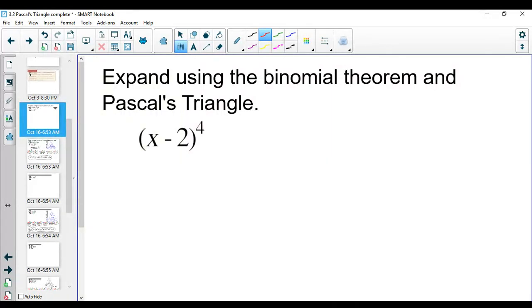This is what's called the binomial theorem. We use Pascal's triangle, and instead of multiplying it out that way, I'm going to show you another way that we can do this. First things first, you need to know which row of Pascal's triangle to use. I have a video where I showed you how to write the triangle. I would suggest that you watch that first so you know what I'm talking about.